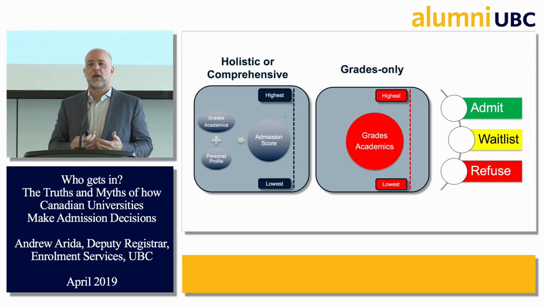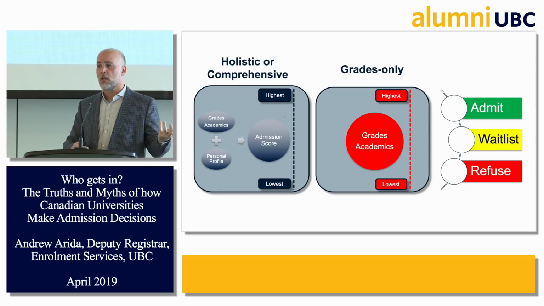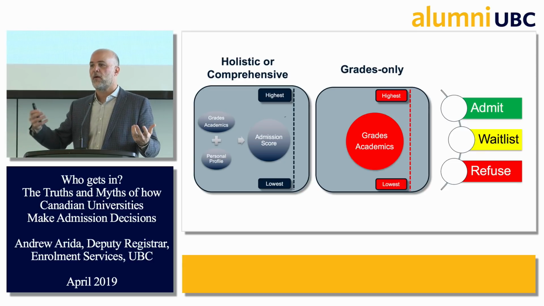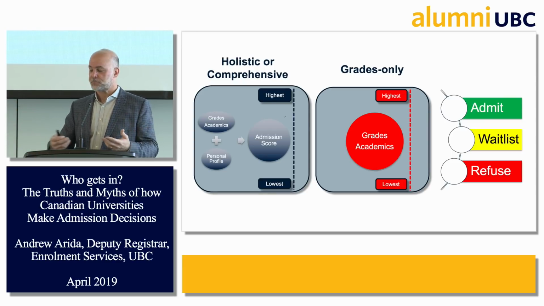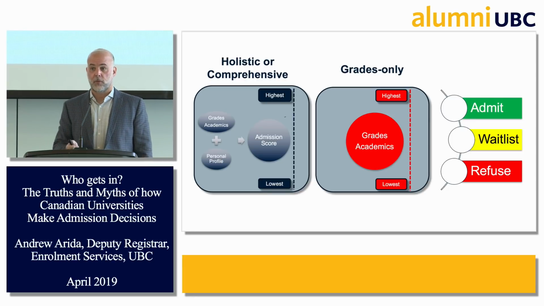The holistic or comprehensive model is the exact same concept, except we're not just looking at grades, we're looking at your grades and some other assessment: a personal profile, a video interview, an assessment of how many courses you've taken, breadth, rigor, all those kinds of things. So how does it work? Let me give you a real example of how we determine who gets into UBC.